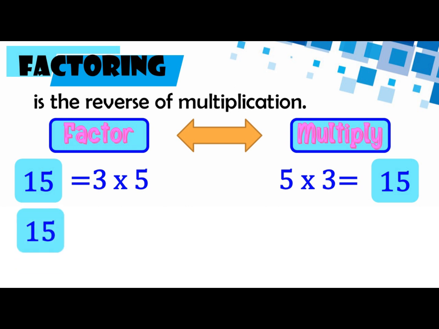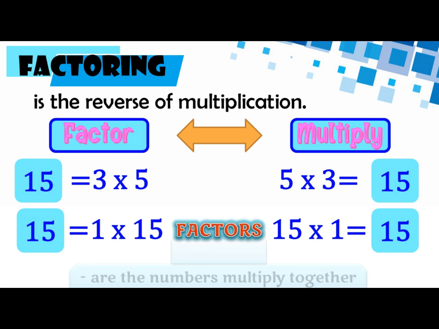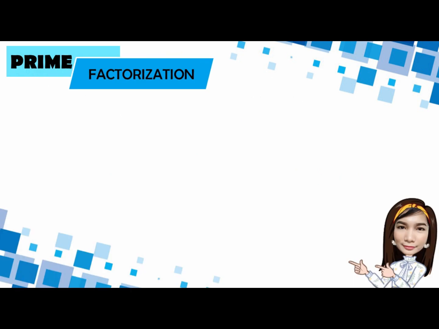The other factors of 15 are 1 and 15. So 15 times 1, we have 15. 1, 3, 5, and 15 are what we call factors. Those are the numbers multiplied together to get another number.